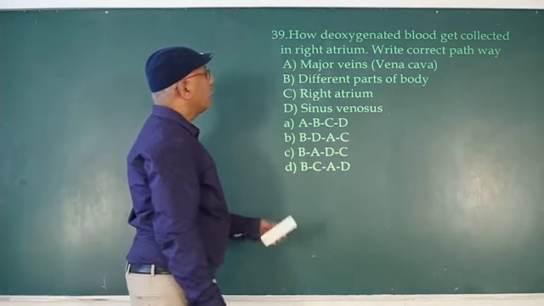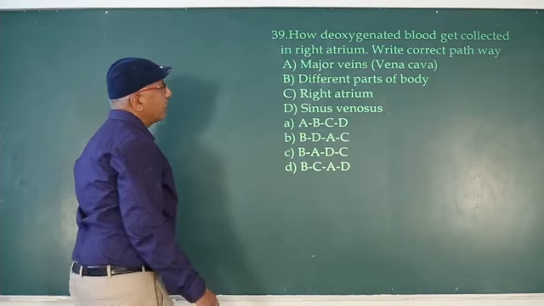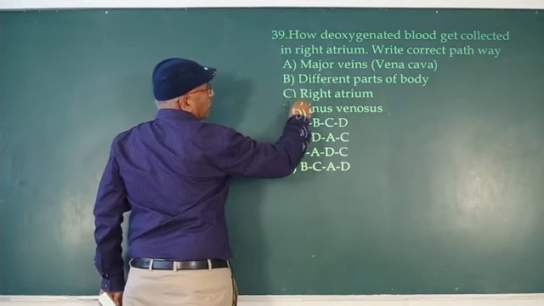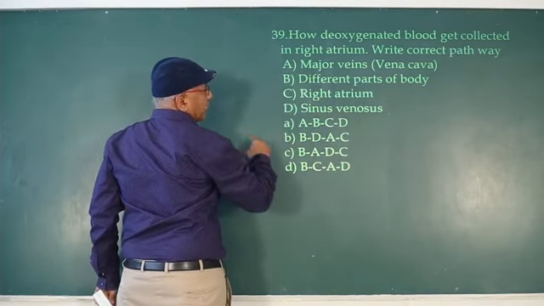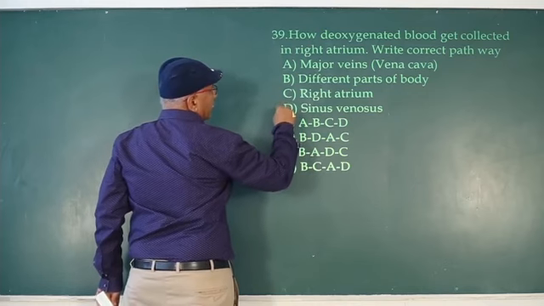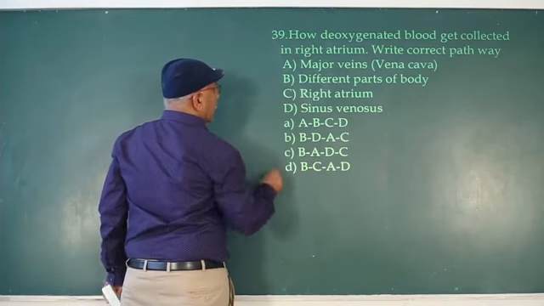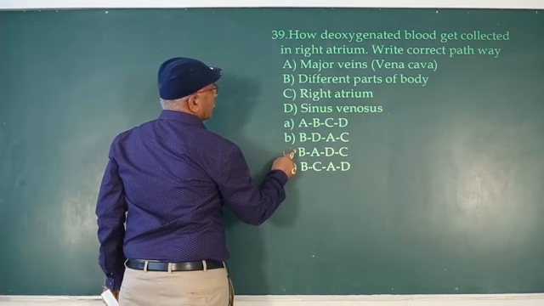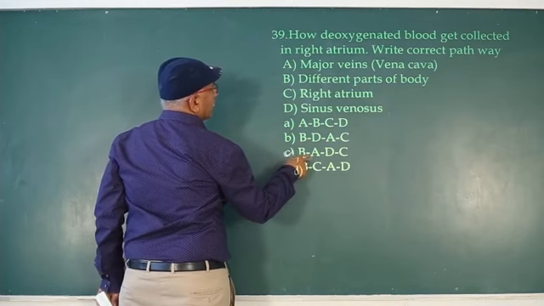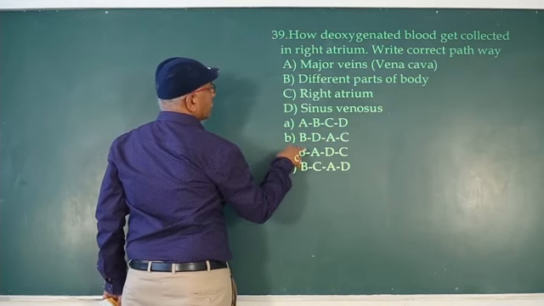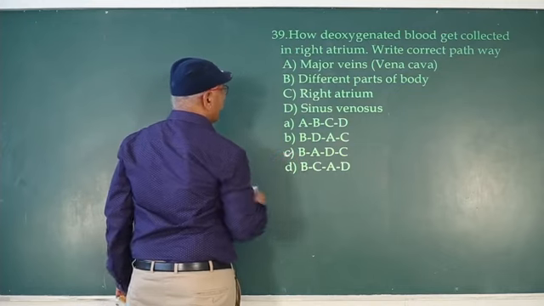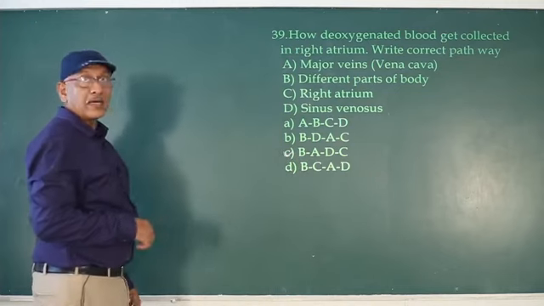How does deoxygenated blood get collected in the right atrium? You all know, from different parts of the body, through major veins, to sinus venosus, and then to right atrium. So different parts of the body, A major veins, D sinus venosus, C right atrium. So correct only.